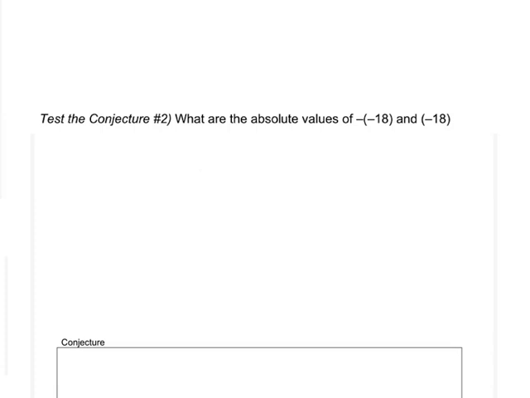Okay, let's move on to number 2. Number 2 says, what are the absolute values of --18 and of -18? So we have two negative signs there. That's really important to realize. So I have to ask myself, what does two negative signs mean? So I know that -18 is a negative number.